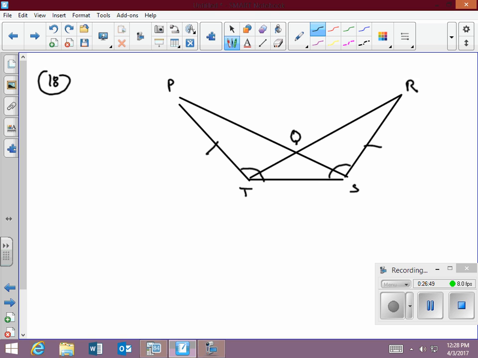The instructions are: decide whether a pair of triangles are necessarily congruent. If so, write the appropriate congruent statement and specify which congruent principle applies. Be careful not to assume something that isn't there. Now, what you can do is consider the triangle that has P, T, S, I'll just draw one side, and then this triangle that has P, this one.